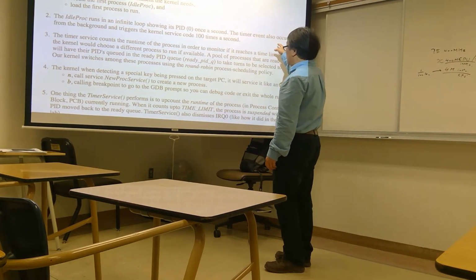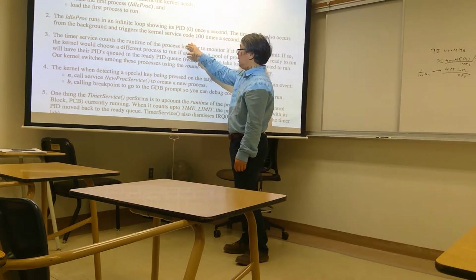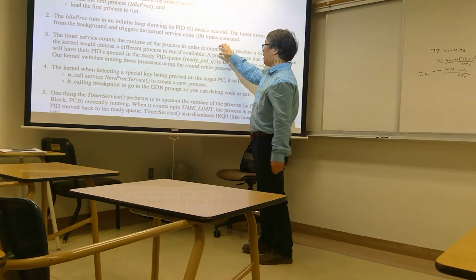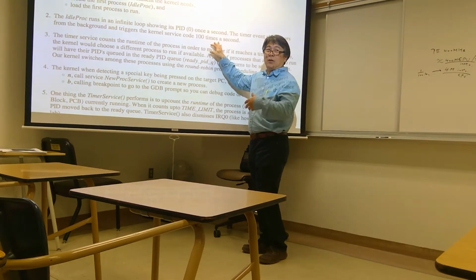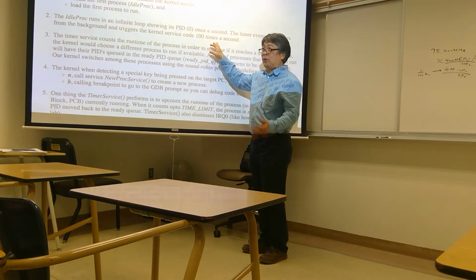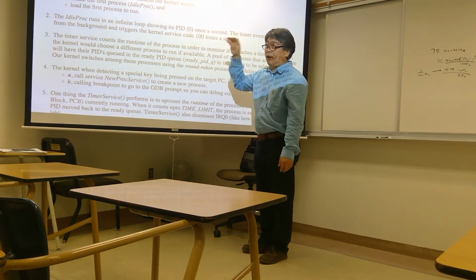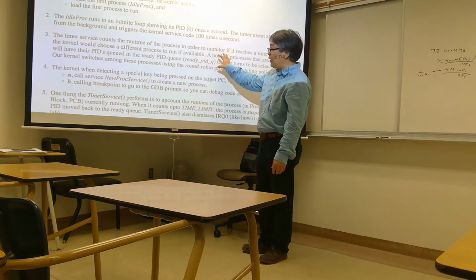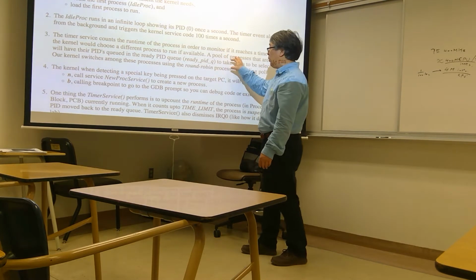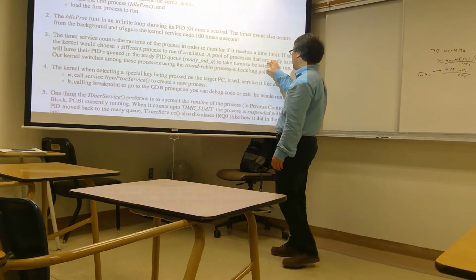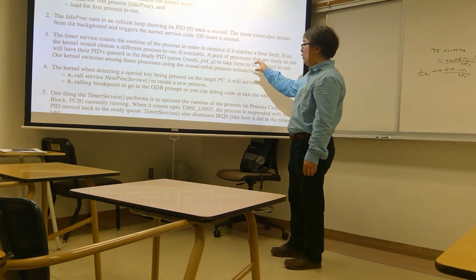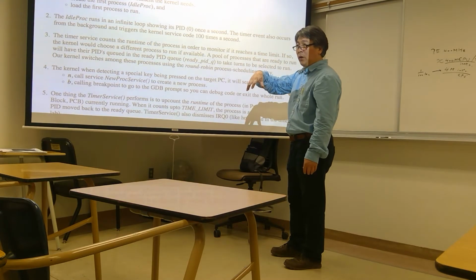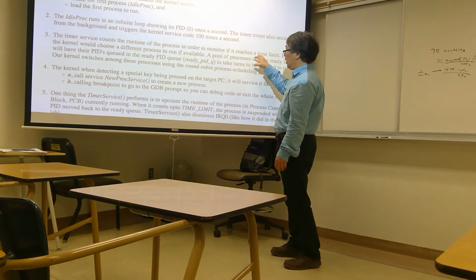And then the timer event also kicks in the background and triggers the kernel timer service, which will execute 100 times a second to assert itself to do something else. It could be every three-quarters of a second that it displays a dot, like the demo shows you. And number 3, the timer service counts the runtime of the process in order to monitor if it reaches a time limit. So the kernel can use it to control the time limit of the current running process.